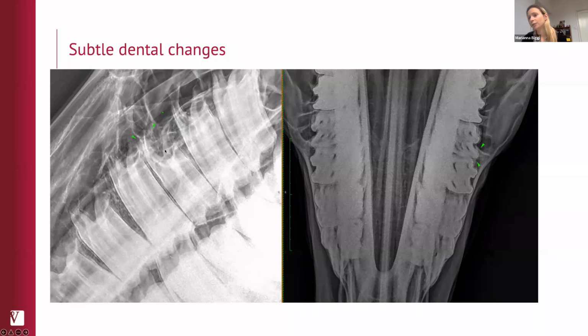What I do like to do in these cases is to compare my oblique view with the DV view. This is the same tooth on the left-hand side. You can see that the distal root has a normal and nice lamina dura dentis, while we lose it on the mesial root. So I think the changes are confirmed on both views.